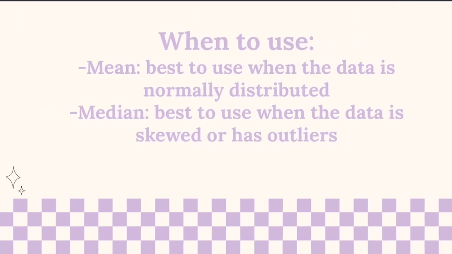The mean is best to use when the data is normally distributed, and the median is best to use when the data is skewed or has outliers. Outliers are part of the data set that is far outside the rest. We'll get more into outliers in another video, but for now just know that outliers are really far outside the regular data set or the regular data pattern.